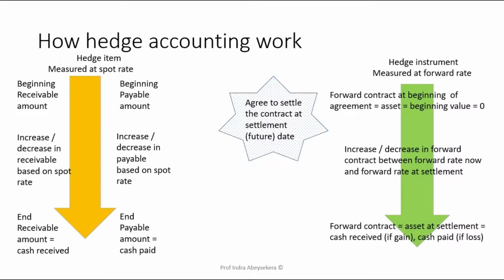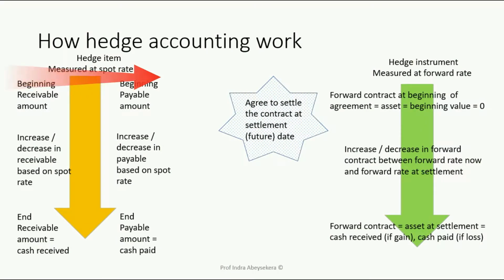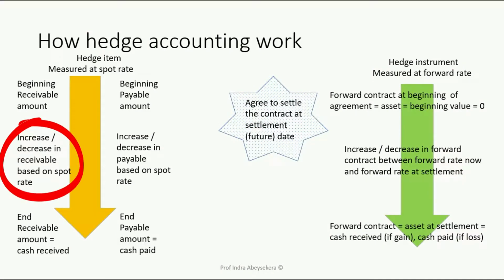The way it works is that we have a hedge item and a hedge instrument. The hedge item is being measured at spot rate. So there could be a receivable amount. If it is a receivable amount, at the end of the period, we are going to get cash. But during that time, if this receivable amount is in foreign currency, this foreign currency will fluctuate. And as a result, the receivable amount at the end would be different from what's at the beginning. But it's measured at the spot rate at that given time. That's the spot rate.